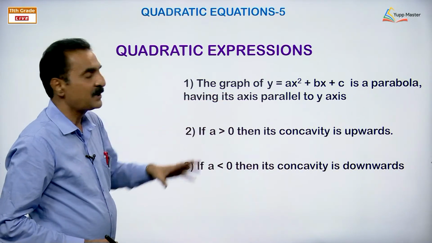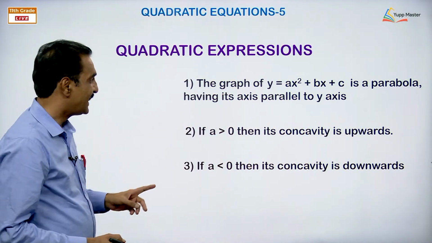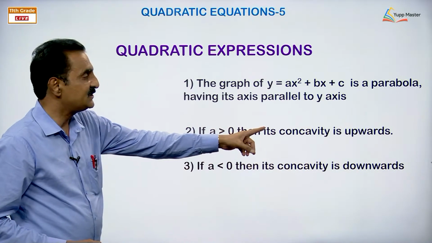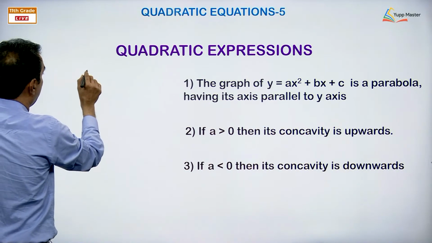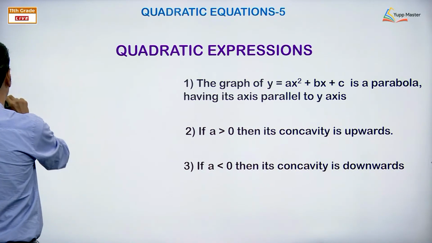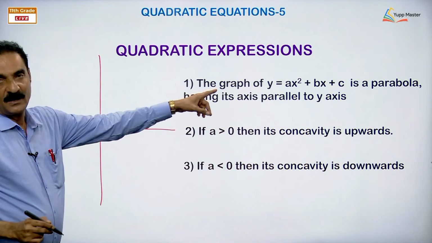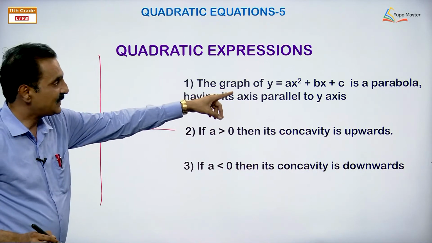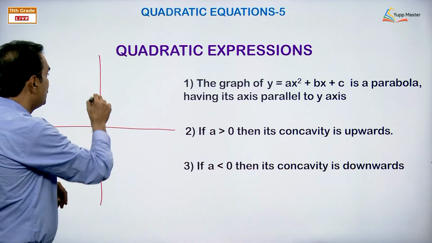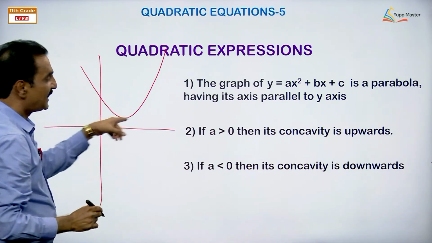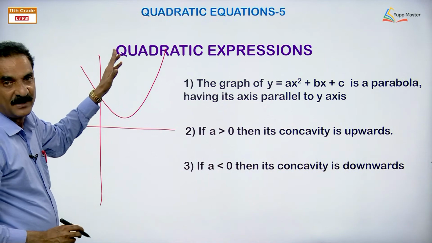The graph of y is equal to ax square plus bx plus c is a parabola having its axis parallel to y axis, and if a is greater than 0, the concavity is upwards. All of you know the shape of a parabola. This is called a parabola. If a is positive, then the concavity of the parabola will be upwards.